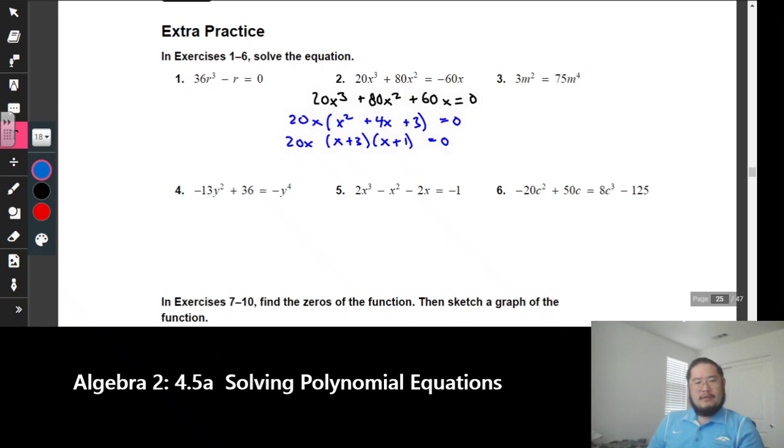Looks like right here we have three solutions again. So 20x is equal to 0. Divide both sides by 20. X is equal to 0. X plus 3 equals 0, x is equal to negative 3. And then we have x plus 1 equal to 0, and x is equal to negative 1. Three solutions.